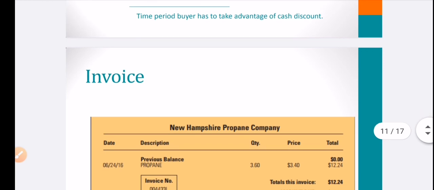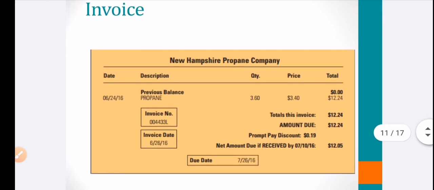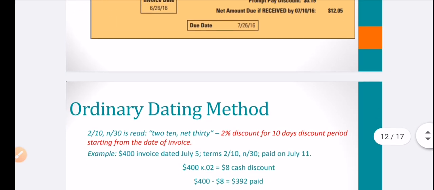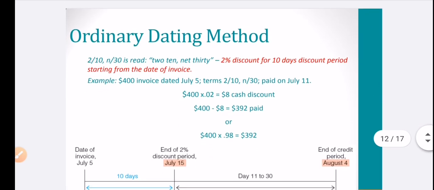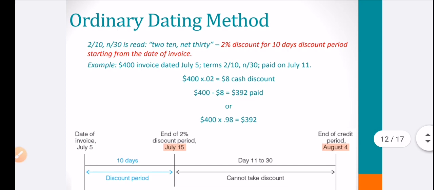Okay, now we will take examples for that. This is an example of an invoice. If you buy something from any company, then this invoice has an invoice date, invoice time, and then the amount, the due date, and some information. I think that everybody or most of you knows that. We have different methods of paying. First of all is the ordinary dating method.